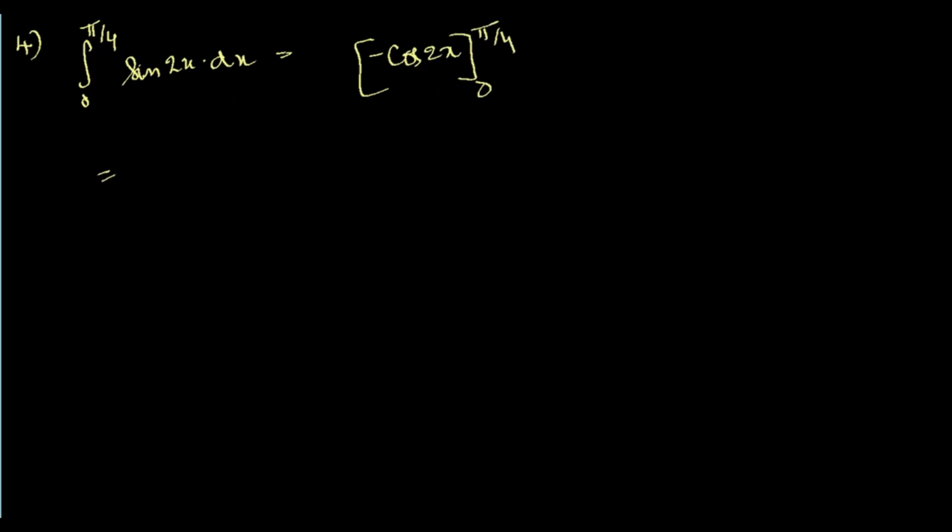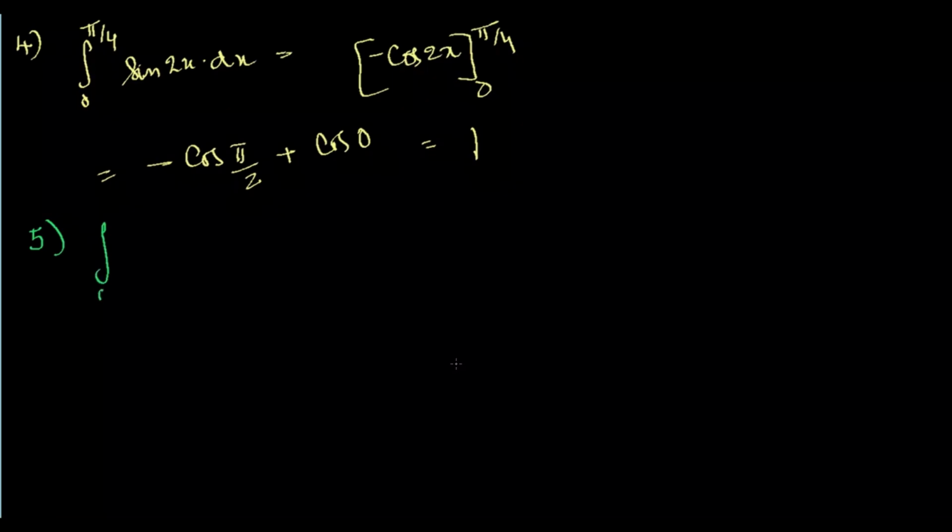Problem number 4. 0 to pi by 4, sine 2x dx. If you integrate sine 2x, you get minus cos 2x over 0 to pi by 4. So if you apply limits, minus cos pi by 2 plus cos 0, that is 1.